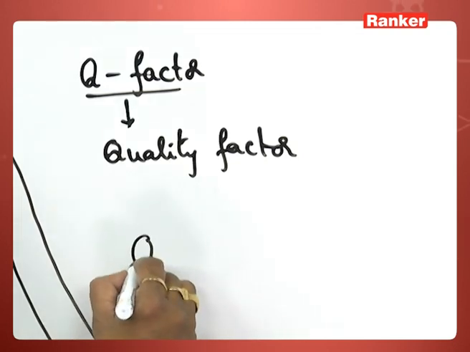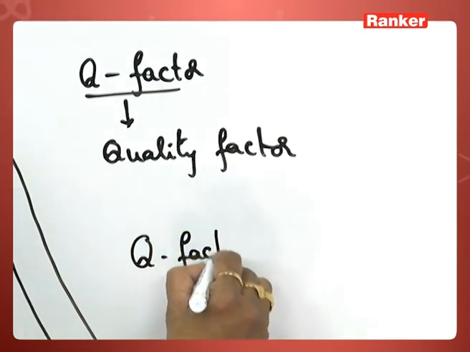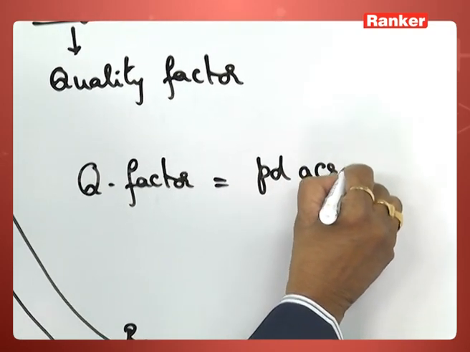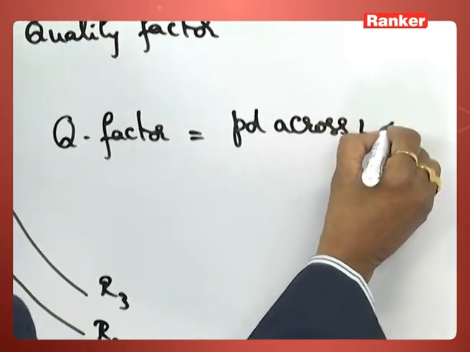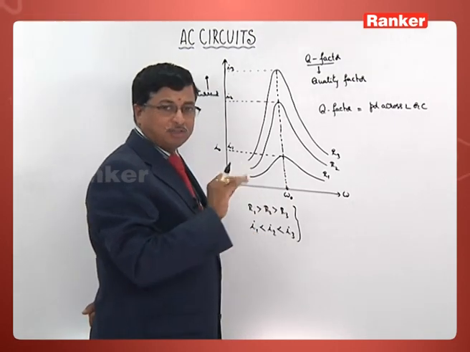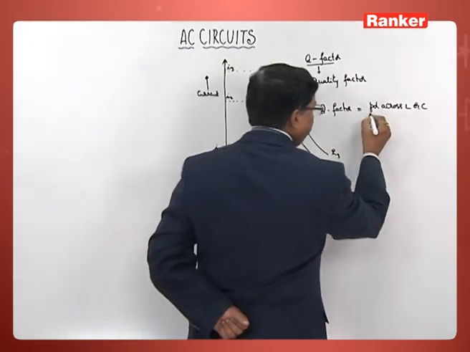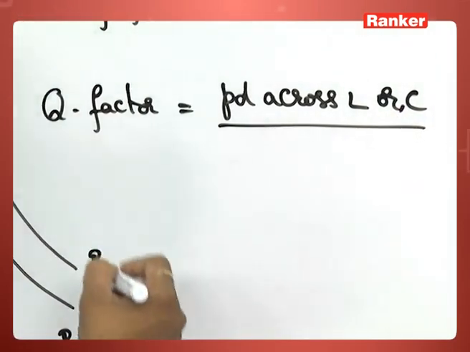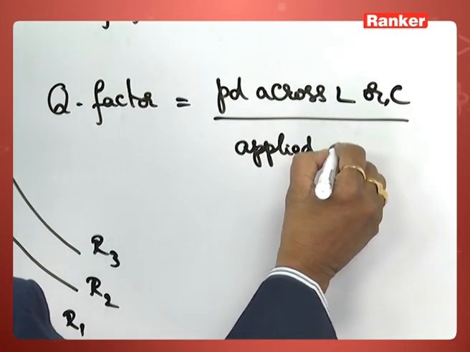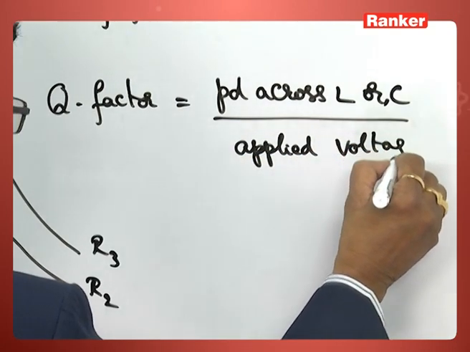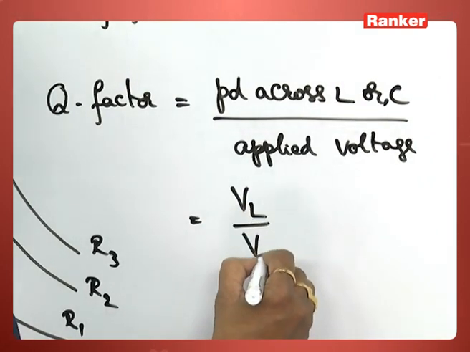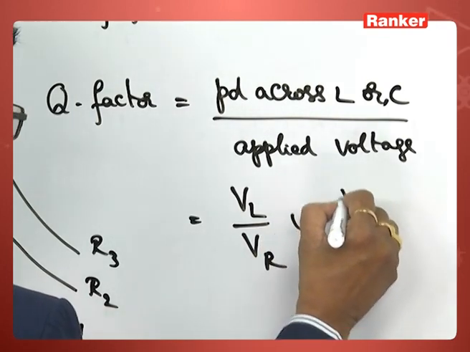What is the formula for this Q factor? Q factor is nothing other than the PD across L or C. That is, L is inductance, C is capacitance. Potential difference across L or C divided by the value of applied voltage. In other words, we can write it either as VL by VR, or you can write the same as VC by VR.